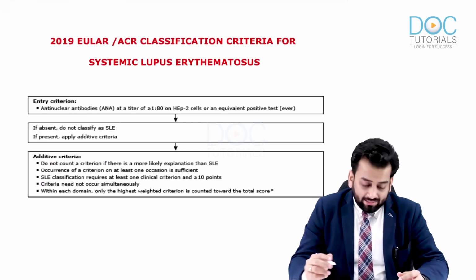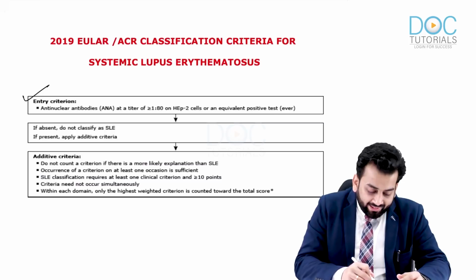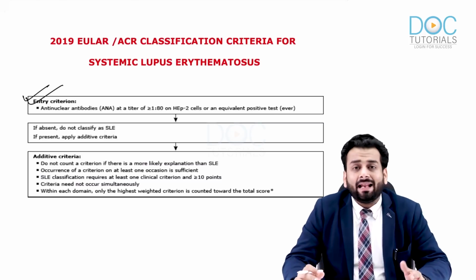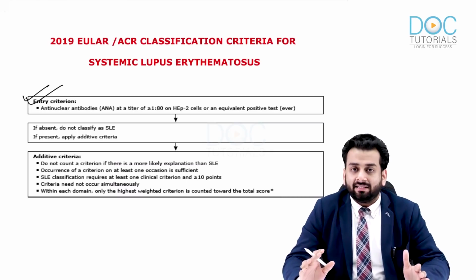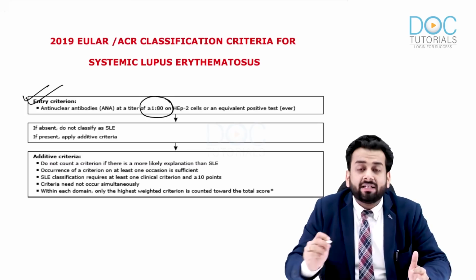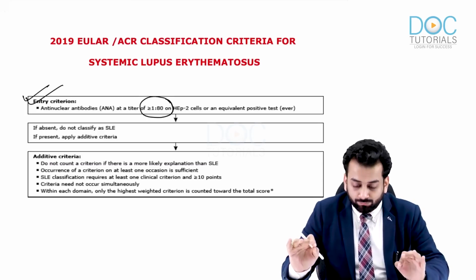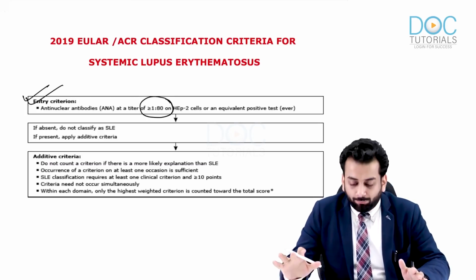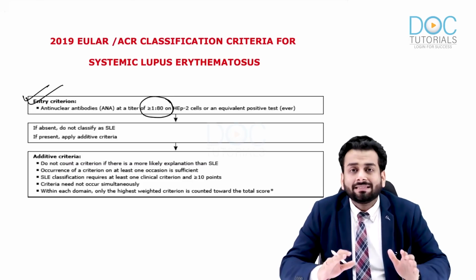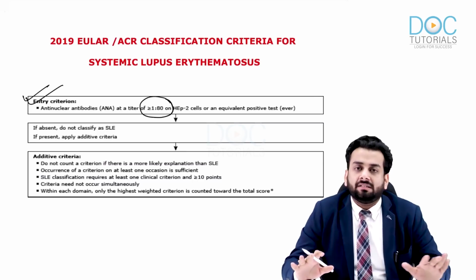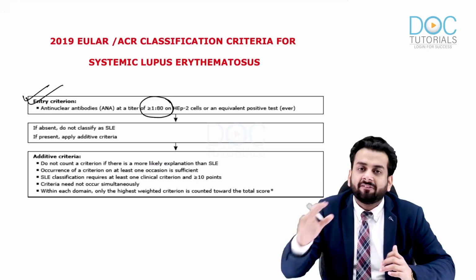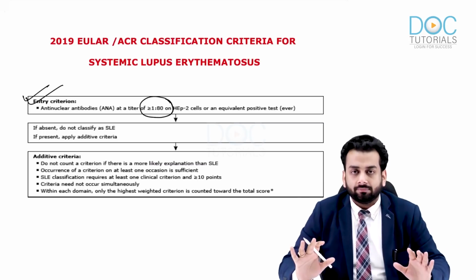First of all, there has been inclusion of an entry criteria which was previously not there. It says that there is a mandatory entry criteria of an ANA positivity of more than or equal to 1:80 on Hep2 cells or an equivalent positive test ever. So this has to be there. If it is absent, the patient does not classify as SLE. Basically, you cannot label an ANA negative person to be SLE.